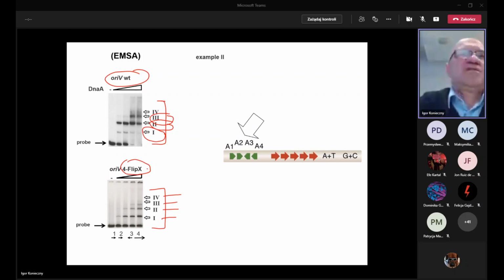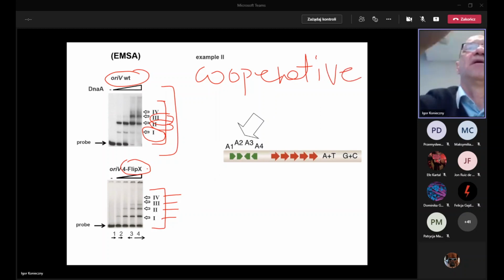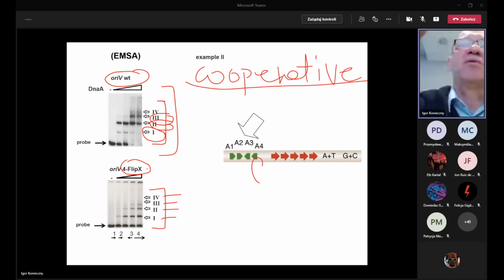I am showing this to you because it tells you something about the nature of the interaction of the DNA protein, and whatever protein you would analyze, this type of picture indicates that the interaction is cooperative. What it means that the interaction is cooperative is that once one protein molecule is bound, it is much easier for the second molecule to interact, and then the third molecule, because those protomers most likely interact with each other. So it's a specific cooperative binding.